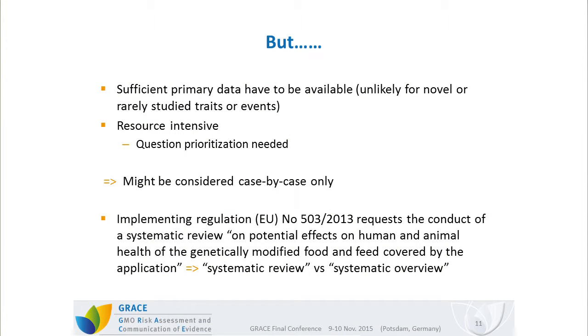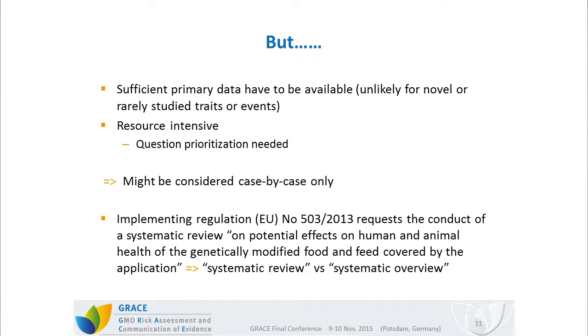So first of all, with systematic reviews, sufficient primary data have to be available. And this, in the frame of the risk assessment, is highly unlikely for novel or rarely studied traits or events. So you also have to think about a question prioritization which might be needed, and you would have to develop tangible criteria to decide which question is worthwhile to be tackled and which is not. And when considering all of this, a recommendation or conclusion from GRACE results would be that systematic reviews might be considered case by case only.